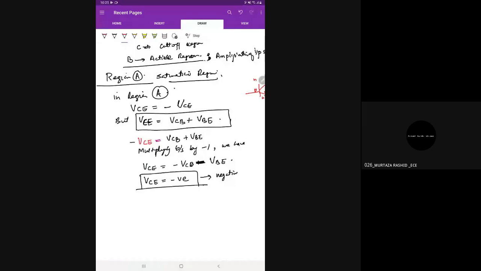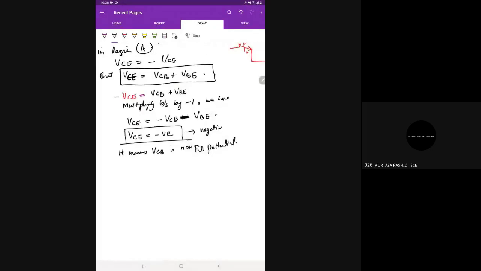It means that if VCE is negative, VCB is now a forward biasing potential, and that is what happens, both the junctions are forward biased. In the saturation region, I already told you that both the diode junctions, D1 and D2, with this being the base, this IB, this IC, and somewhere it can be IE, are both forward biased.